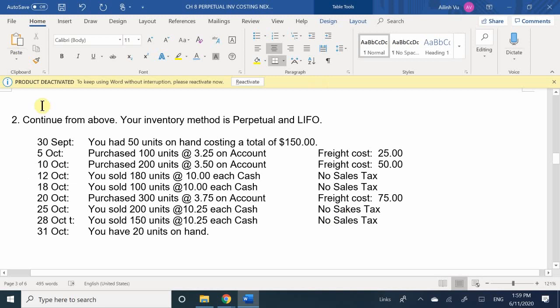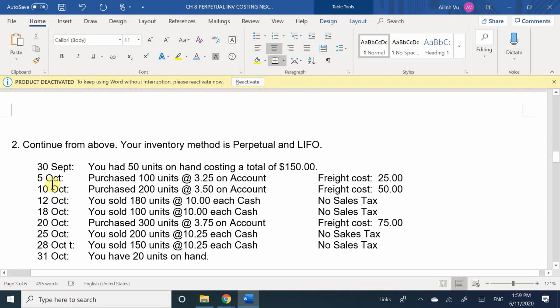Okay. So the next example here is example number 2. Your inventory is going to be perpetual, and this time it's going to be LIFO. Now, yes, I'm making a continuous problem, but I just want to make sure that you understand each problem. I want to make it a little different, not using the same numbers, the same thing.